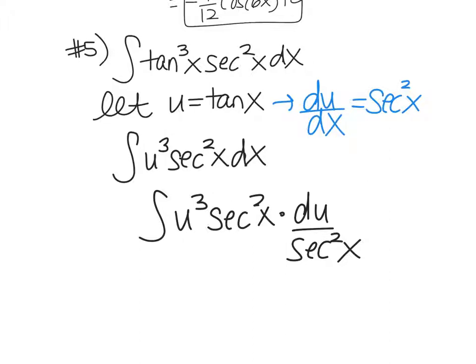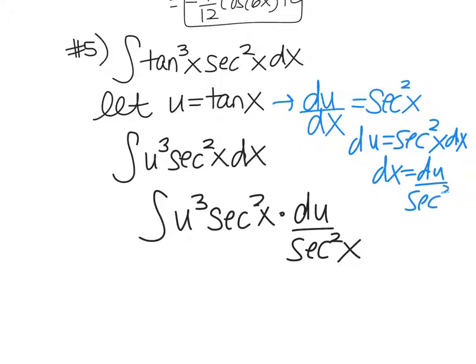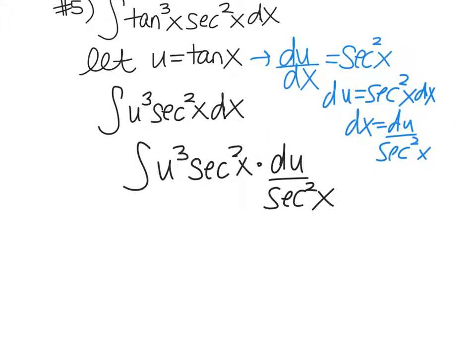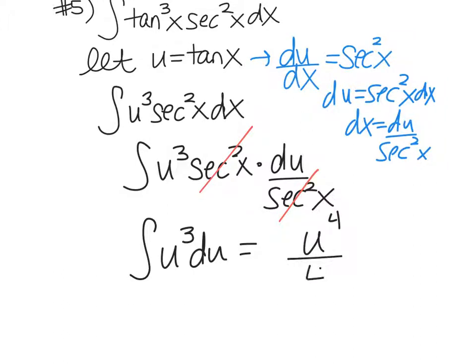I kind of skipped a step. I hope that didn't bother you. I multiplied dx over to this side, and then I solved for dx by dividing. So dx equals du over secant squared x. All right, so let's go ahead and reduce. Gone. And so we get the integral of u cubed du. Don't forget to actually find the integral of u cubed du, which is u to the 4th over 4 plus c.